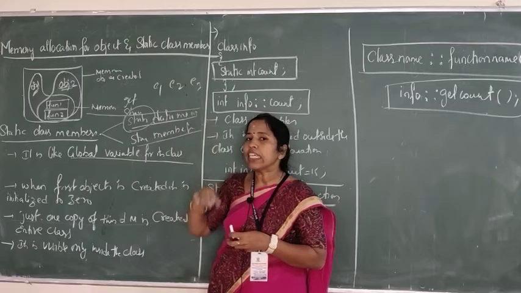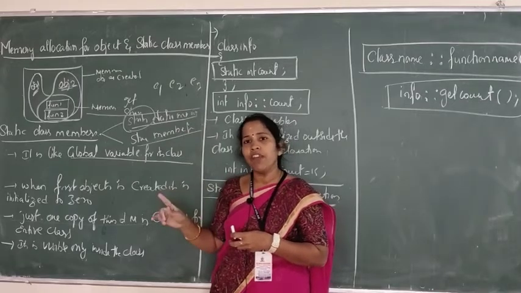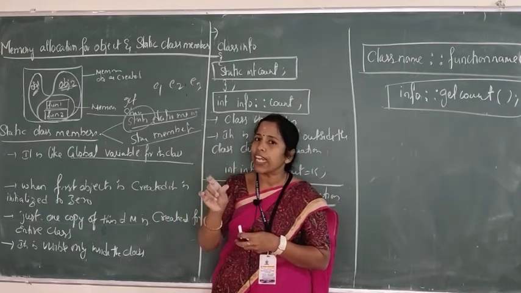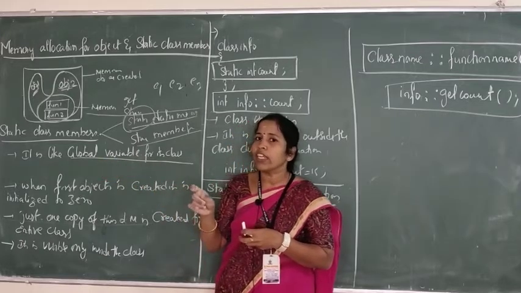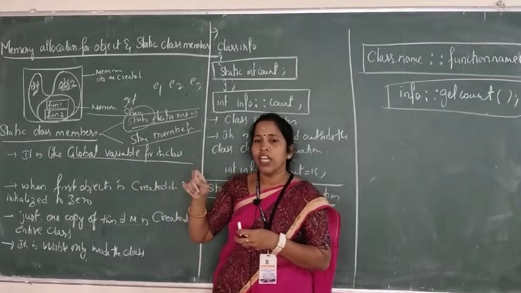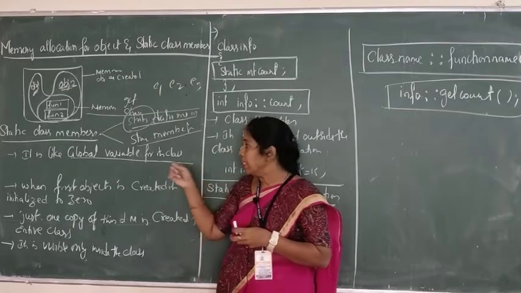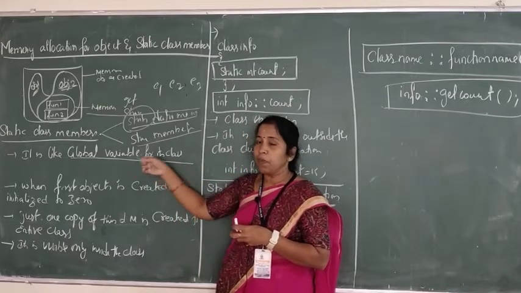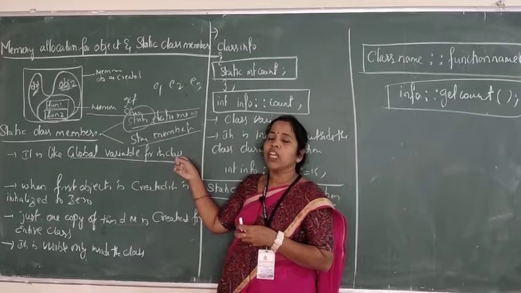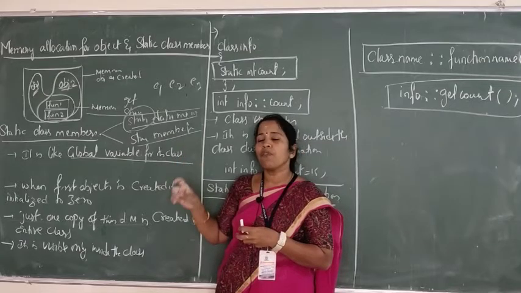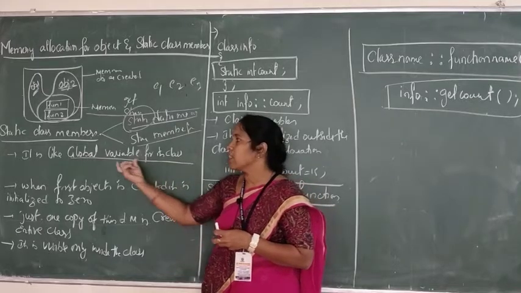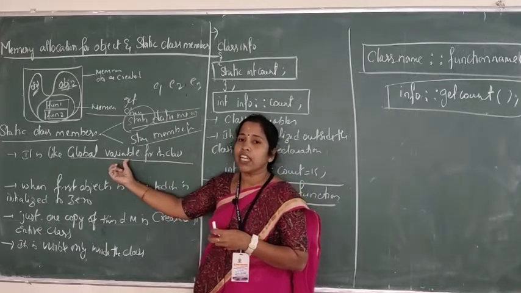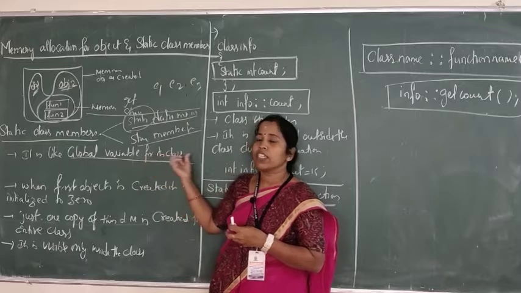Means within the class, from anywhere you can access that static variable. That's why global. Global is nothing but it is available everywhere, and everywhere here means within the class only. Global variable for its class is what they have given. So within the class, from anywhere you can access that static variable. That's why the first characteristic is that it is considered a global variable for its class.